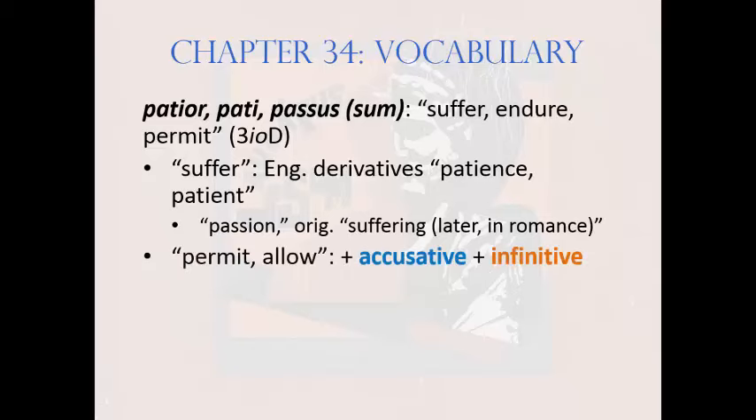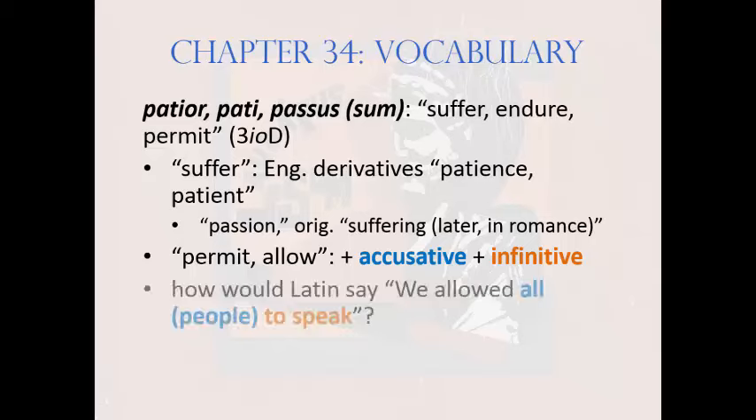In its permit sense, patior expects an accusative noun and an infinitive verb. To permit someone, accusative, to do something. How would Latin say, we allowed all people to speak, and use the imperfect for allowed? Now, don't forget how deponents work. Passive in what? But active in what? And what? There you go. Patiebamur omnes loqui.